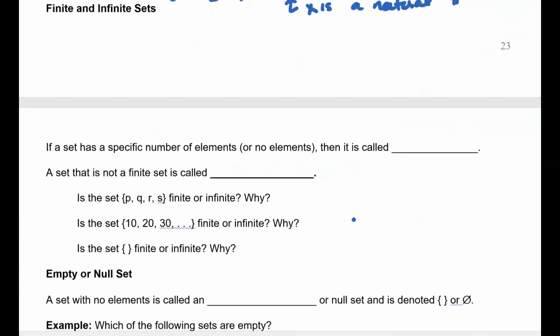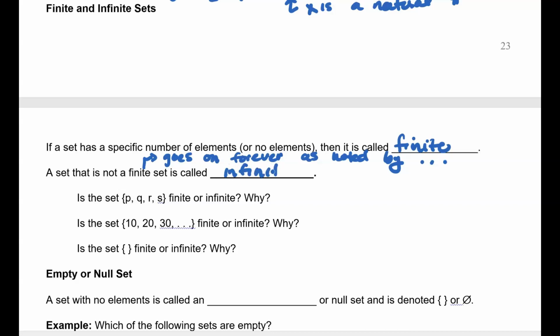So let's talk about finite and infinite sets. I've talked about this a little bit. I just mentioned the ellipsis and what that means. Anytime a set has a specific number of elements or no elements, then we call it finite. So if you don't see the dot, dot, dot, that ellipsis, then we say that's a finite set, it ends. A set that is not finite, so that means it goes on forever, as noted by the ellipsis, dot, dot, dot, then we call it an infinite set because it goes on forever and ever.